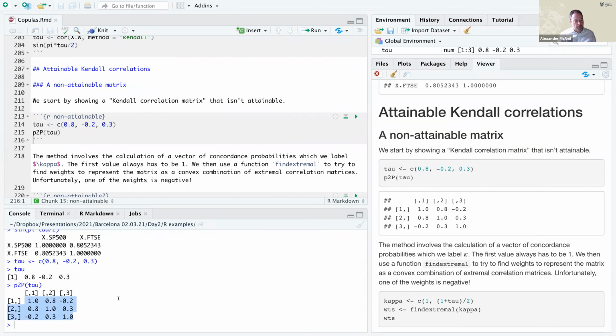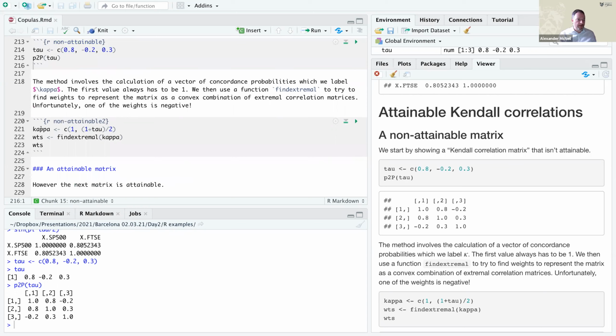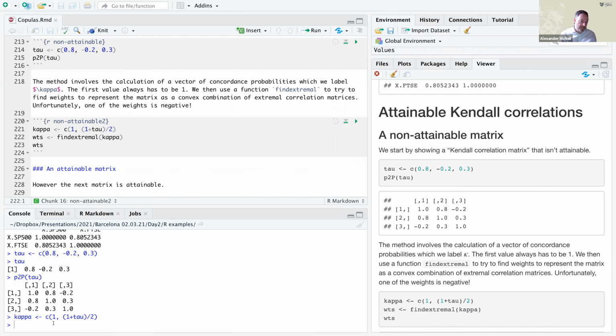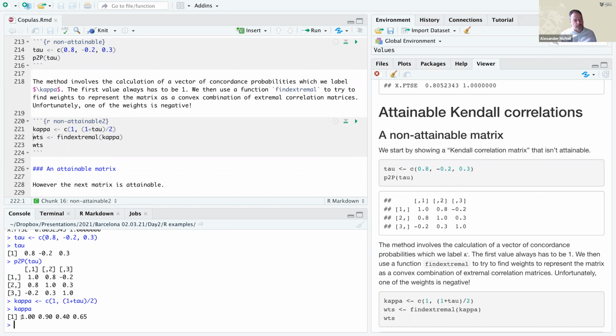There's the matrix. So you see I have ones on the diagonal, and the first correlation is 0.8, the second is minus 0.2, and the third is 0.3. So P2P takes these values and it turns them into the matrix. And so why is that not attainable? Well, in order to do that, I have to make a vector called kappa. Kappa consists of 4 numbers. The first is always 1.